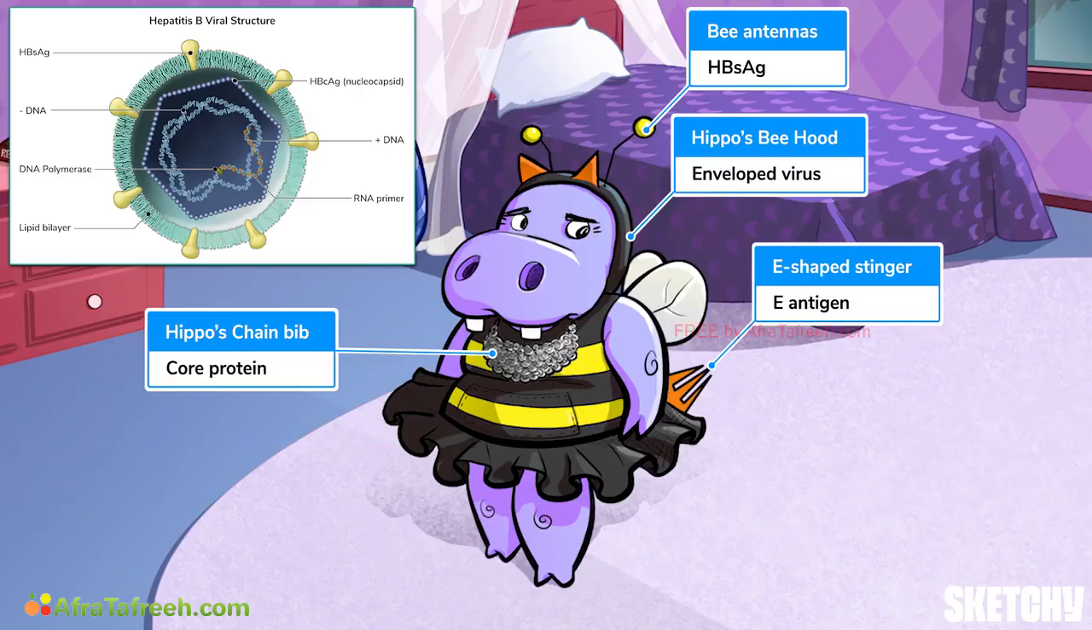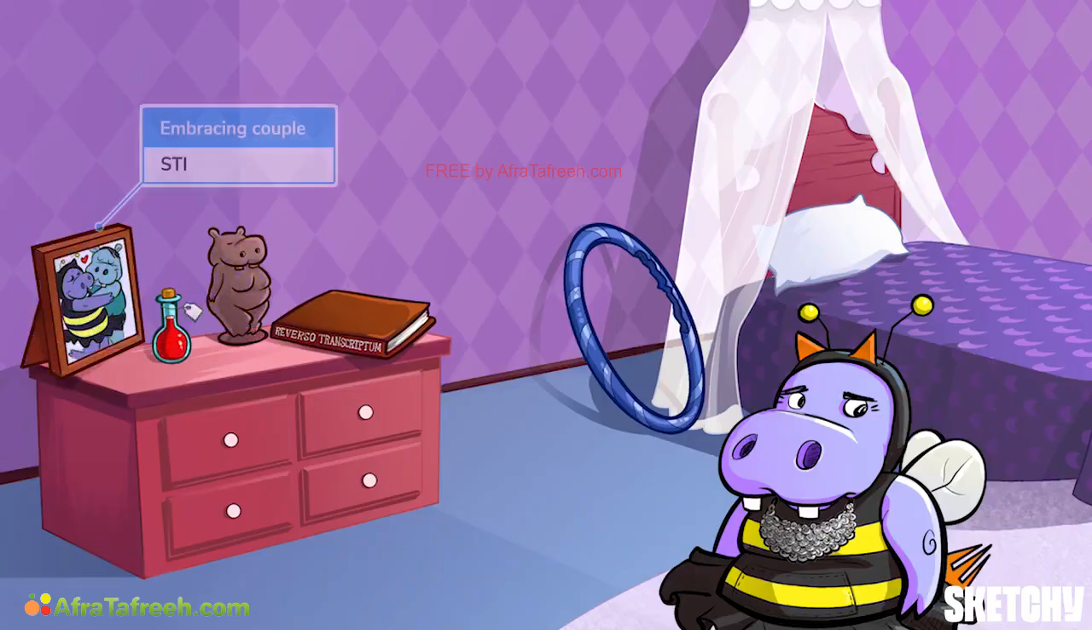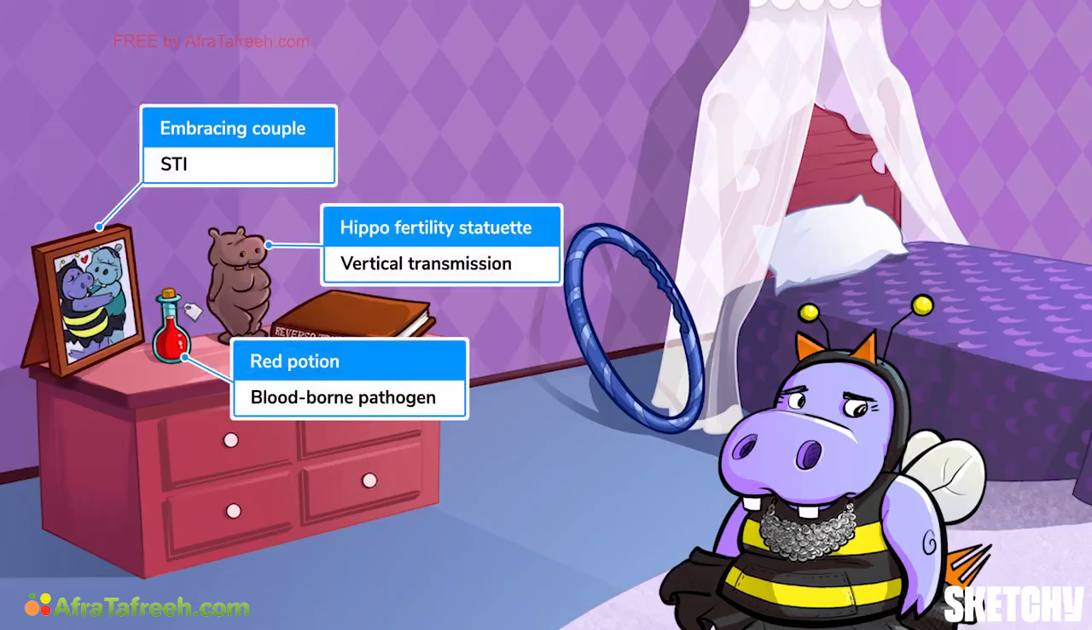Okay, now that we've got the perfect B ensemble together, let's snoop around this room to learn more about HBV epidemiology and natural history. Hepatitis B virus is transmitted by sex, by blood, and in and around pregnancy, hence the various trinkets here on our hippo's nightstand.